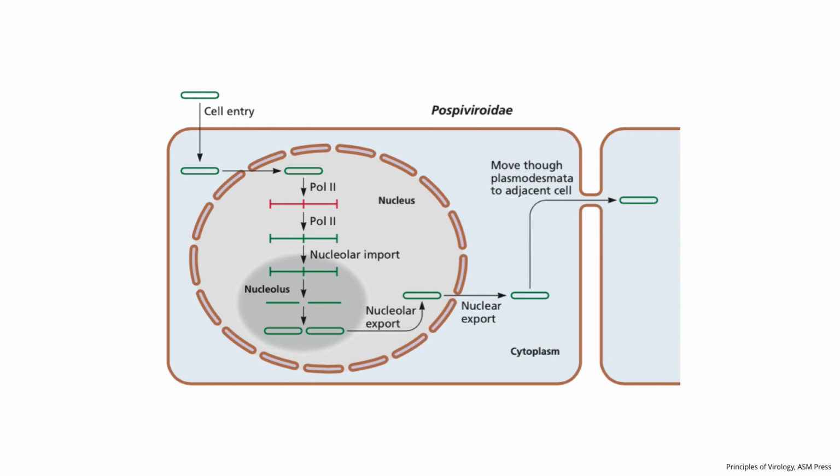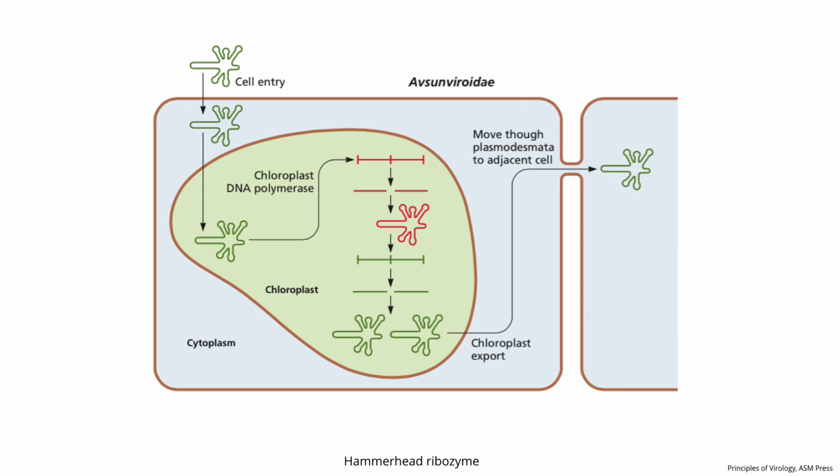The genome is replicated to make multimers by host Pol2, and then those are cleaved by a cellular enzyme. In this case, there are no ribozymes in these viroids. So that's the Pospiviroidae. The second family, the Avsunviroidae, these viroids replicate in the chloroplast of the cell. That's shown in the middle of this diagram of the cell. Again, these viroids have a different secondary structure.